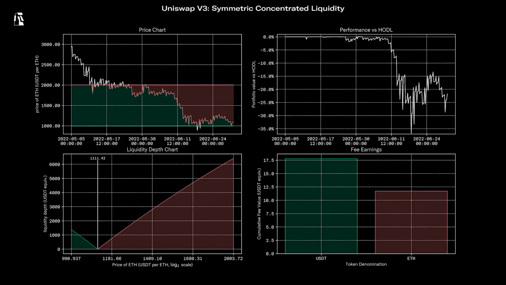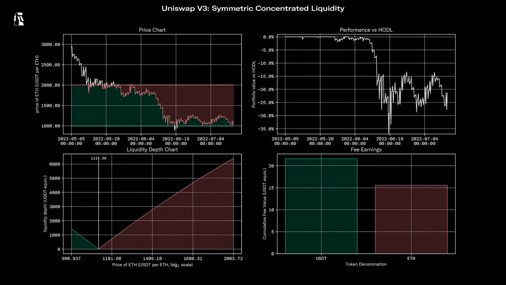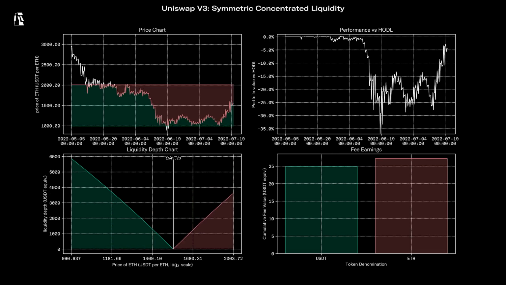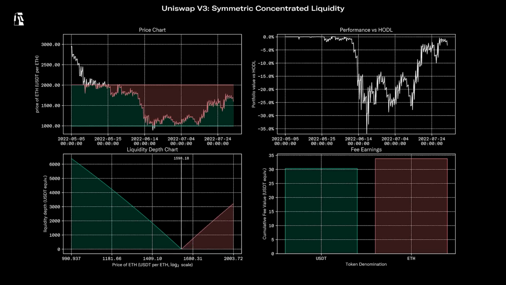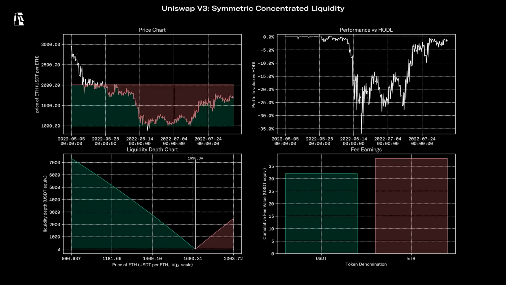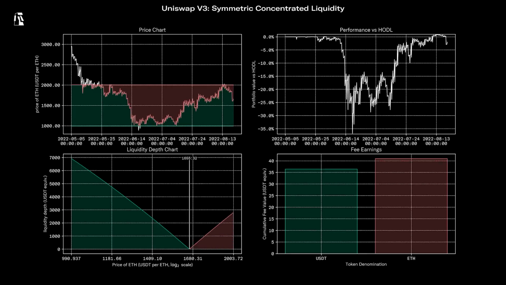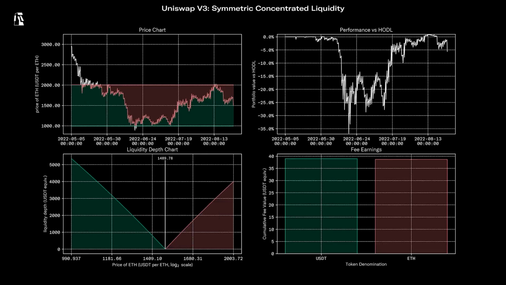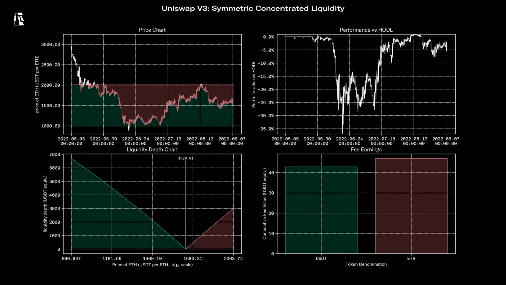But the performance versus HODL is actually somehow worse than UniV2? What gives? Concentrated liquidity also means concentrated impermanent loss. However, UniV3 is much more able to make up these losses with stellar fee accrual and a faster return from a deficit. In the bottom left, we see the liquidity depth, and just how much more liquidity there is near the spot than in UniV2.